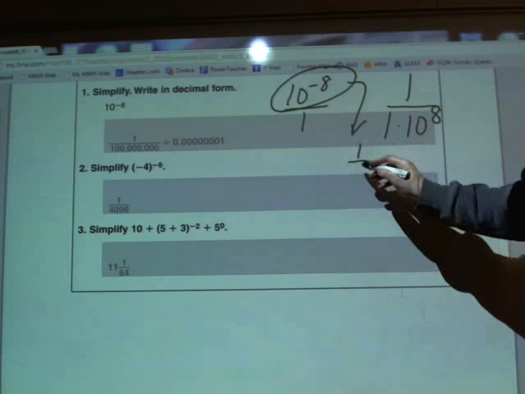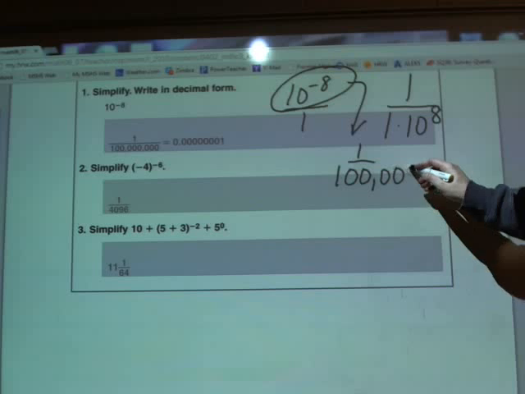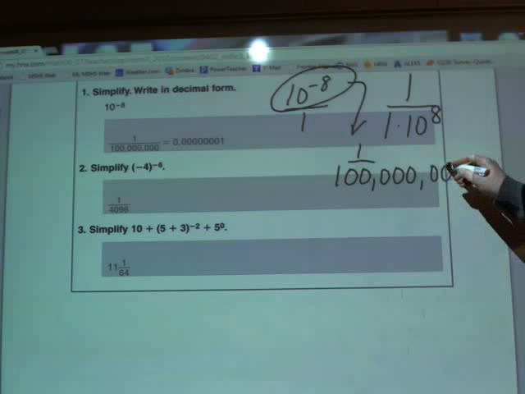So this is 1 over 1 times 100 million. And of course, that's just going to change it to 100 million. So this is 1 over 100 million, or 0.00000001.